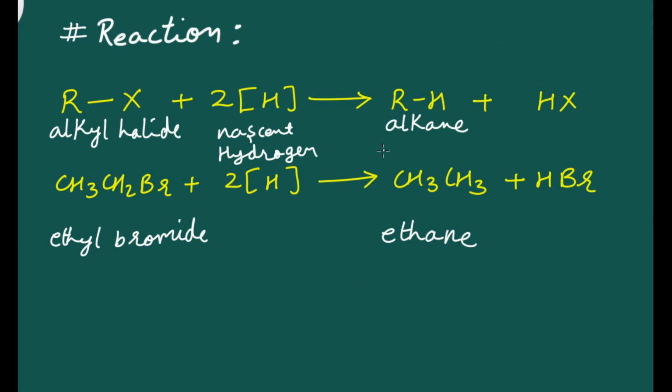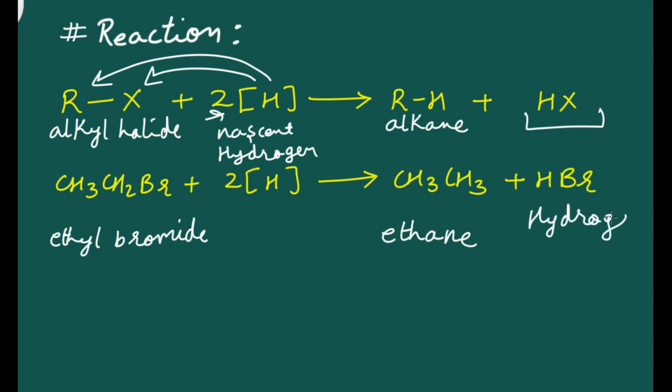Now this is a very simple reaction, right? There are two nascent hydrogens. One will attack the halogen and the other will go for the formation of alkane. That's why halogen and hydrogen are together in the product. The reaction is: ethyl bromide when treated with hydrogen will give ethane and hydrogen bromide. That's how the reaction takes place. This is the general reaction, and this is an example for it.